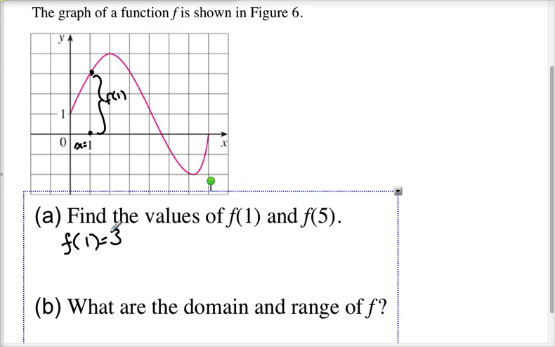But suppose I get to something a little bit hairier. Like, what's the value of f of 5? I know that this is 1, 2, 3, 4, 5. And if I look, I don't have a nice intersection here. So what I do know is that the distance from here to here is going to be f of 5.